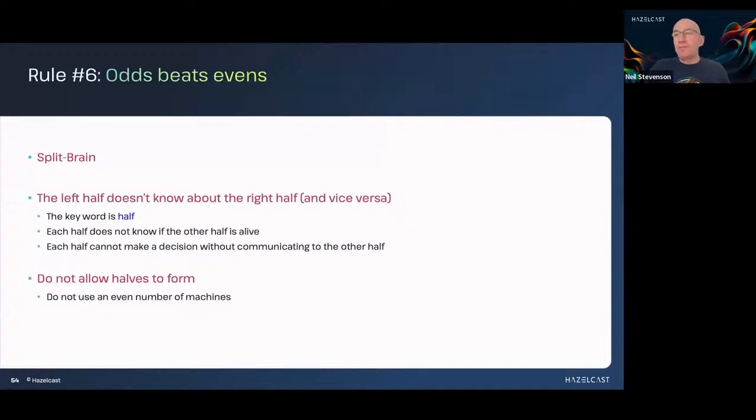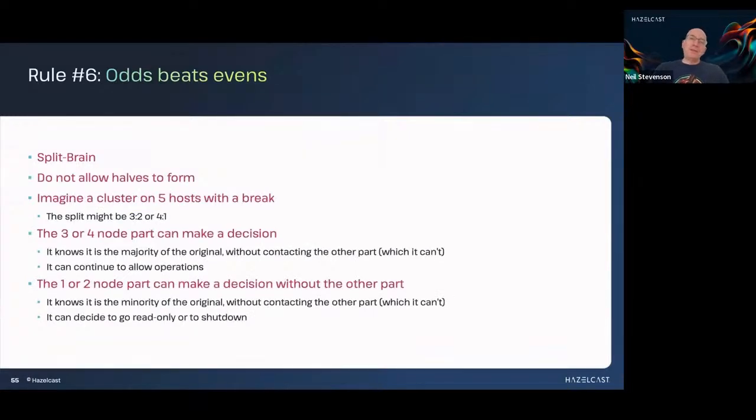So the point to that is don't go for an even number. Don't go for an even number of machines, because the network split is between machines. So think of it like this, if you had a cluster on 5 hosts, then it might break as 3 and 2 or 4 and 1, depending where you slice. And the bigger part can make a majority decision because it knows it's the majority. It doesn't know the state of the other things, but it can make that decision without knowing that.